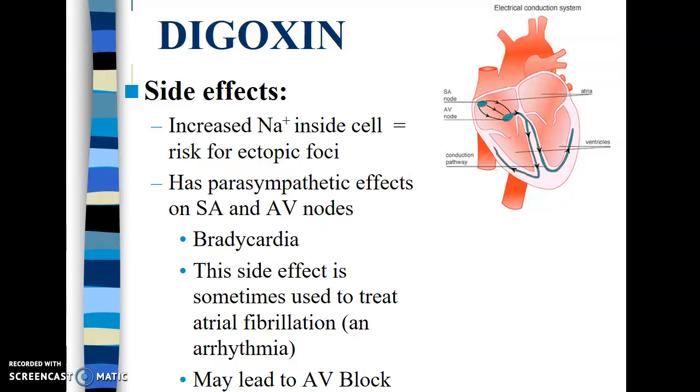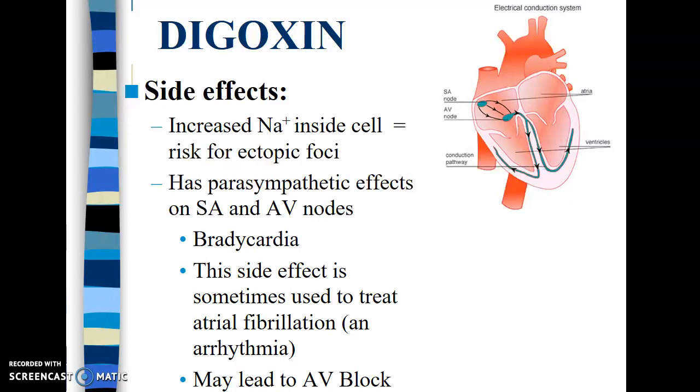It destabilizes the cell. The other interesting thing about this drug is the effect that it has on the SA and AV nodes. It has a parasympathetic effect. If you remember, an increased force of contraction is a sympathetic effect, but this is a contradictory effect on the SA and AV nodes. It makes them slower, and so it will cause bradycardia. We sometimes use this particular side effect to treat atrial fibrillation.